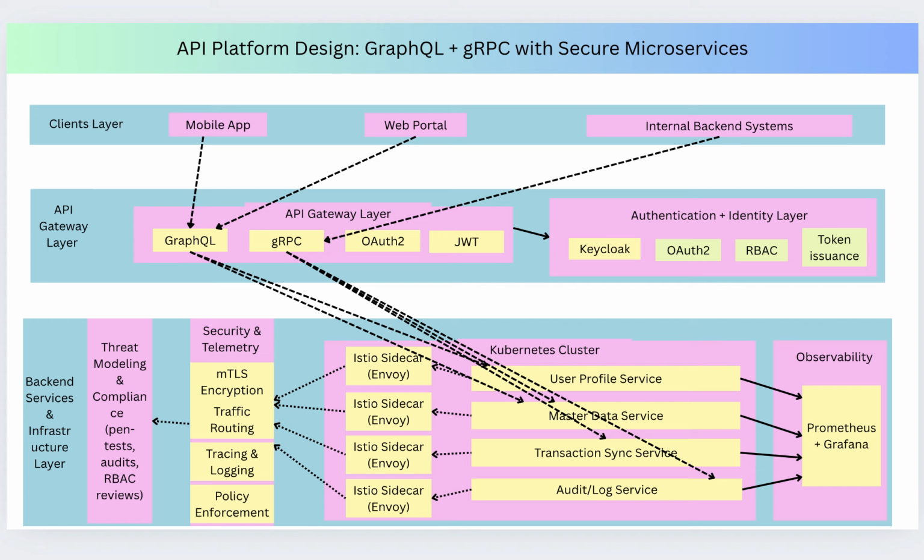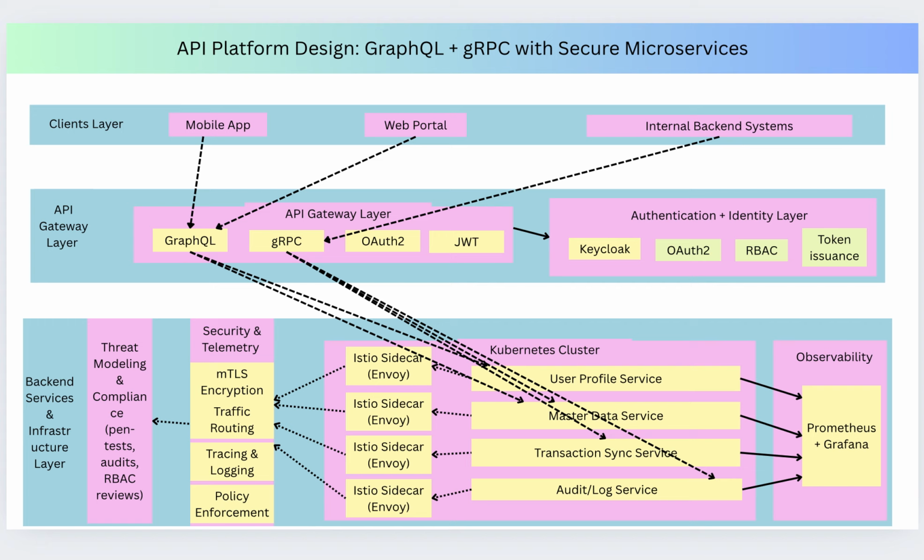Requests to the API gateway must include an access token, typically a JWT issued via OAuth2 compliant authentication flows. These tokens contain subject or user ID, scope, role, or permissions, and an expiration timestamp. The gateway validates this token through the authentication and identity provider, which in our case is Keycloak.